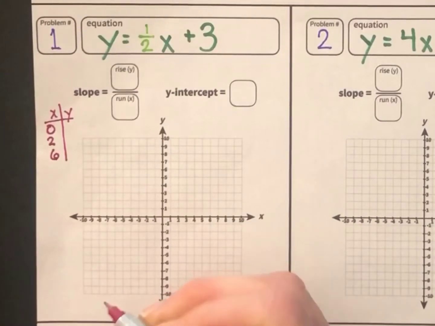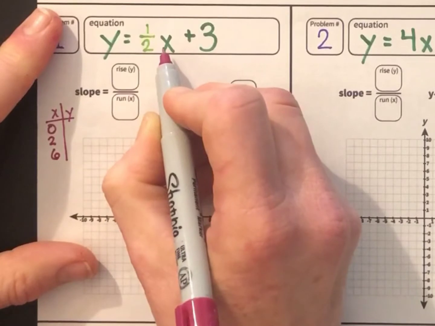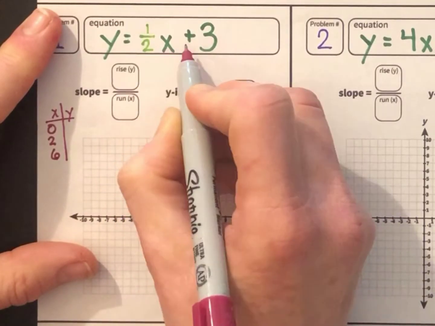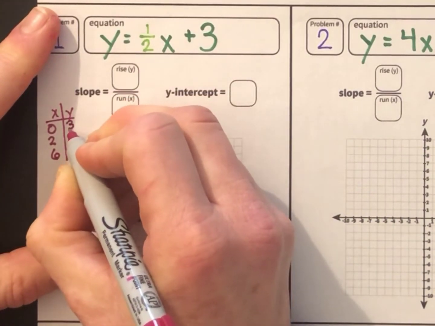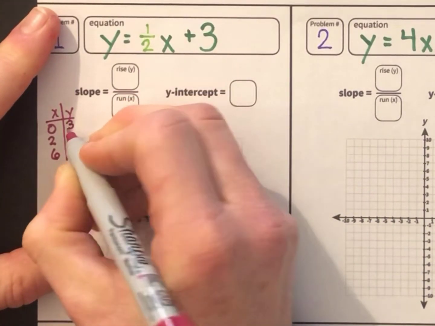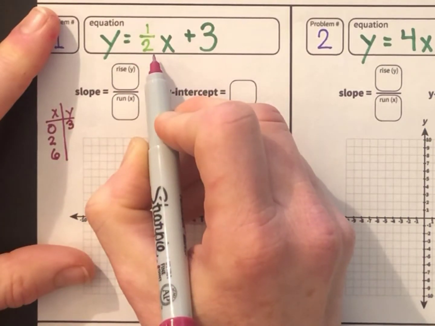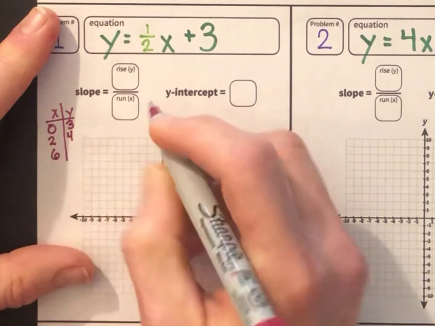Now I can go back and solve for y. 1/2 times 0 is 0, plus 3 is 3. If my x value is 0, my y value is 3. Now I'll substitute 2 for x. 1/2 times 2 is 1. 1 plus 3 is 4. If x is 2, y is 4.